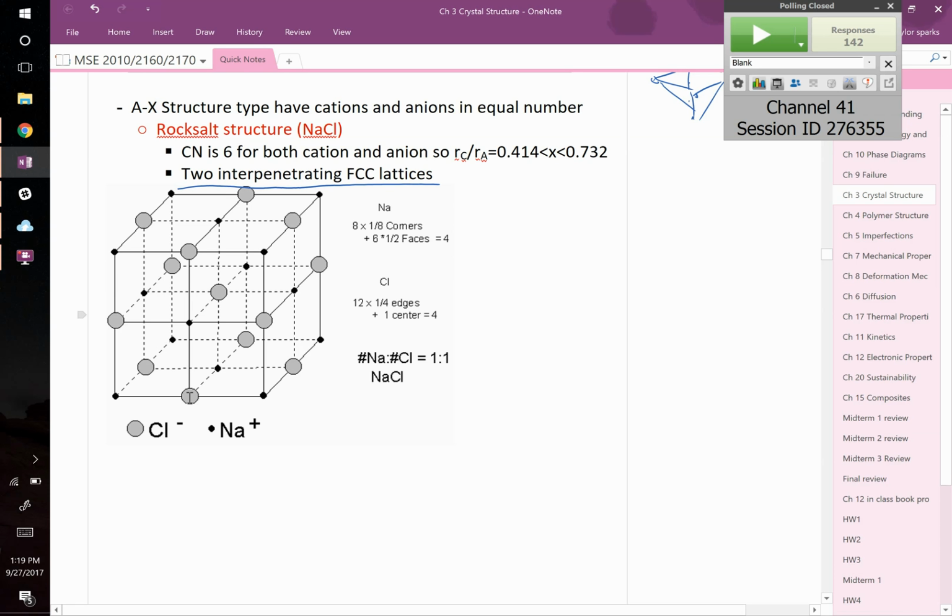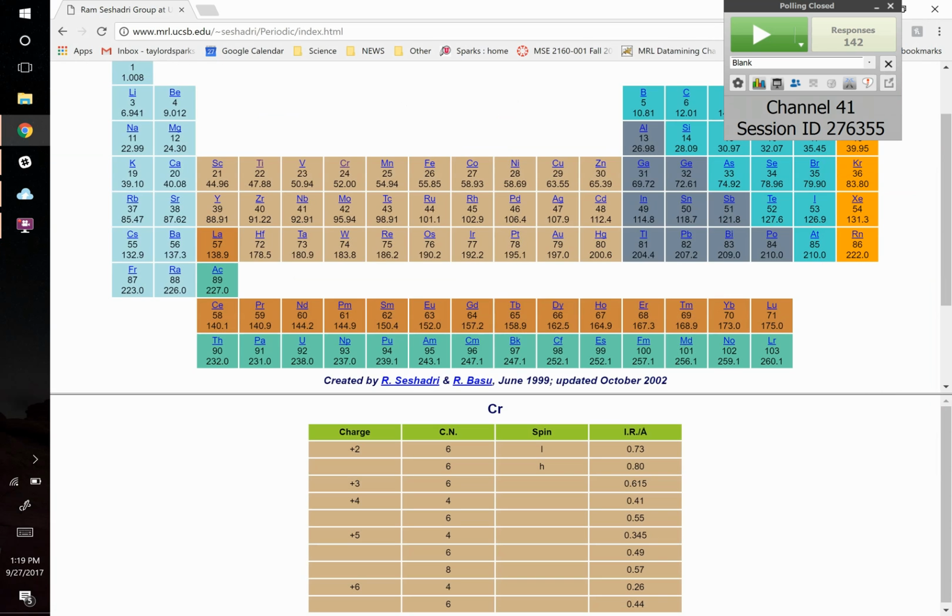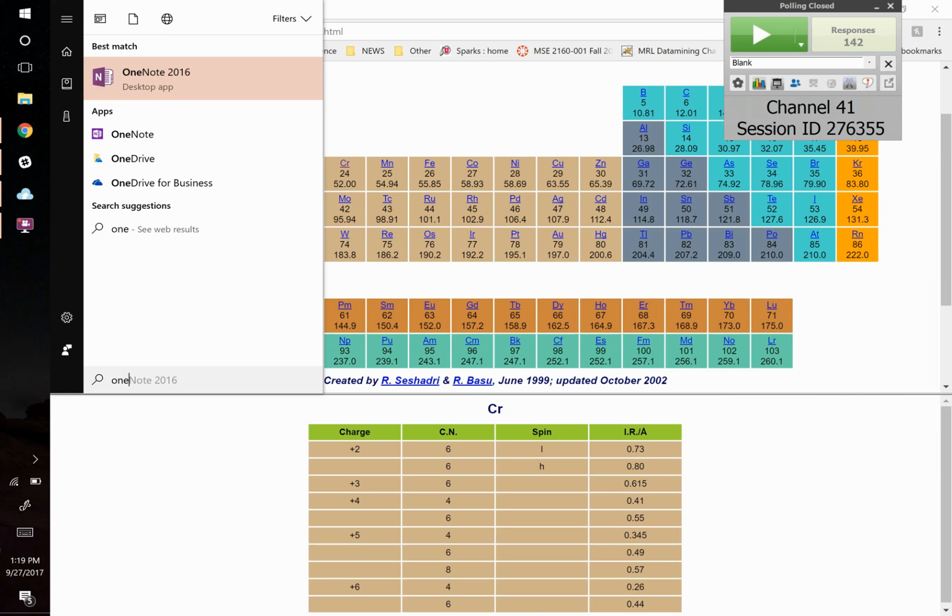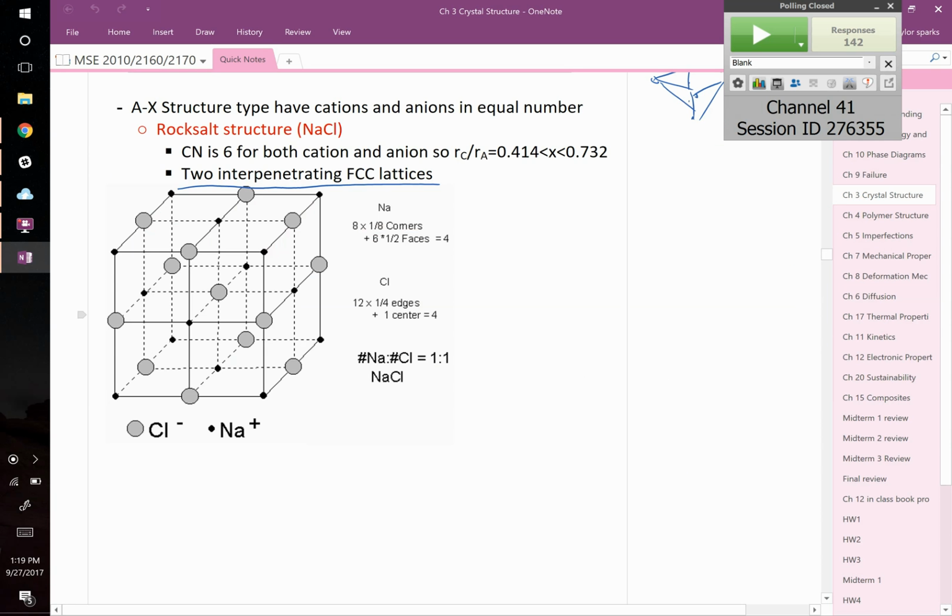If you were to plot this, it's easy to see that sodium is face-centered cubic. These ones are at the corners, and they're also at the faces: front, back, left, right, top, bottom. But if you were to shift the origin over by half of a unit cell, you could create another FCC lattice with the chlorine atoms.